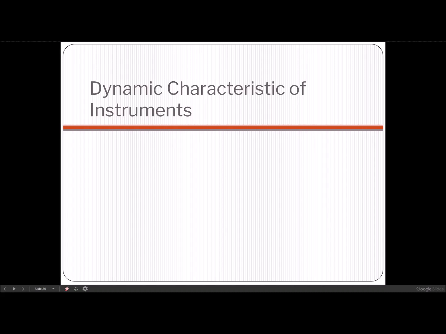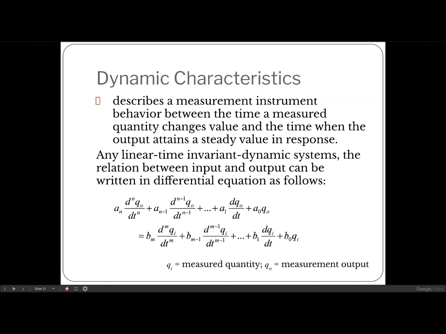We have already discussed static characteristics. Now we move to dynamic characteristics. A measurement device essentially is a system. Why do I call it a system? Because it gives an output for any input that we prescribe to it.